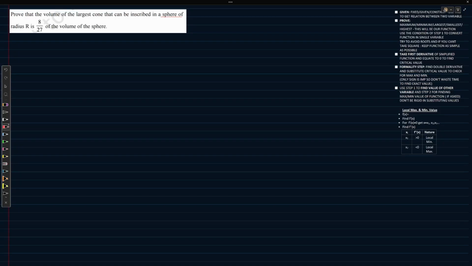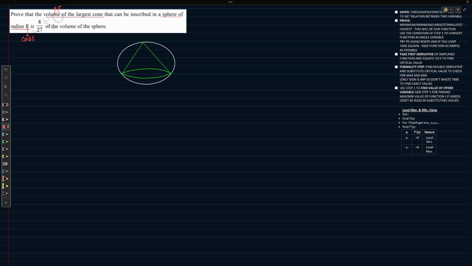Sphere of radius r, which means r is already given, so this will remain constant. My radius of the sphere will be constant. फिर वॉल्यूम ऑफ द लार्जेस्ट कोन, जहां जहां पे भी मैक्सिमम मिनिमम लार्जेस्ट स्मॉलेस्ट ऐसा यूज किया, दैट वुड बिकम अवर फंक्शन.